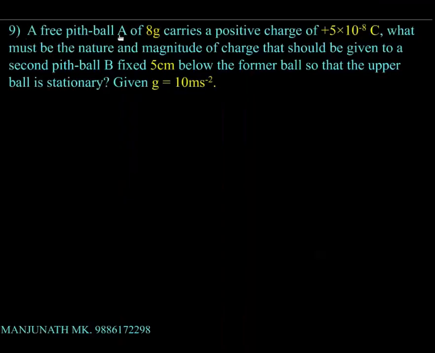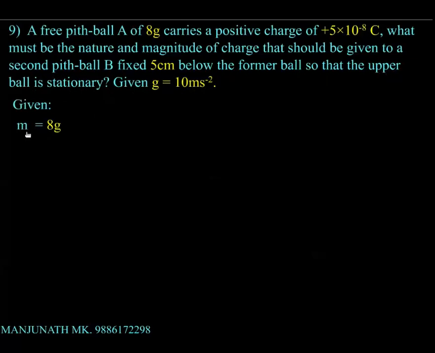A free pith-ball. Pith-ball means a very lightweight ball. A free pith-ball A of 8 gram carries a positive charge of plus 5 into 10 to the power of minus 8 coulomb. What must be the nature and magnitude of charge that should be given to a second pith ball B fixed 5 centimeter below the former ball, so that the upper ball is stationary? Given g is equal to 10 meter per second square.